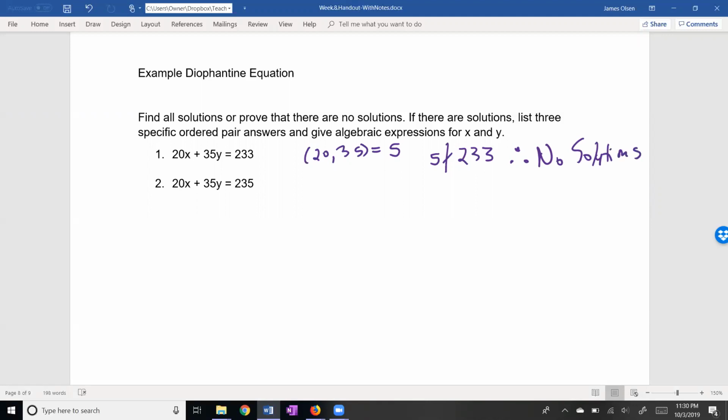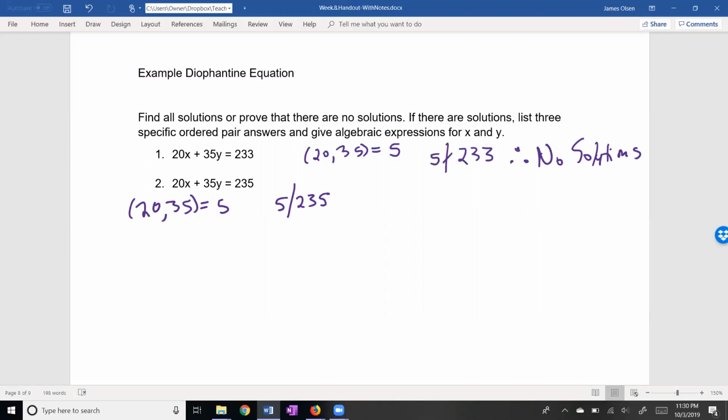In our second example, we still have 20 and 35 having a GCD of 5. 5 does divide 235, so there are solutions. Now, how do we find them? Well, we use our linear combination, which we learned in previous weeks. And in some cases, you may need to use the Euclidean algorithm to get your linear combination. Now, we're not going to get the linear combination for 235. We're going to get the linear combination first just for 5.